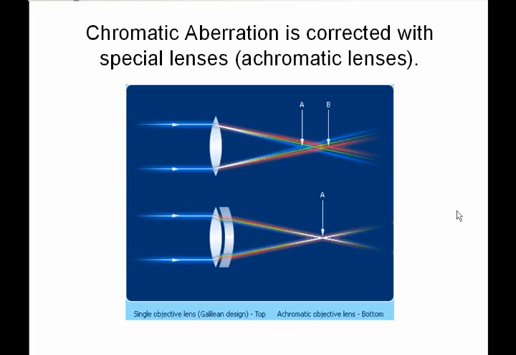This is a diagram I got in the book. They make special lenses called achromatic lenses, which are a combination of two lenses that correct that problem. A more common way of solving this problem is to put a coating on the lens, and we'll learn more about coatings in the next chapter.